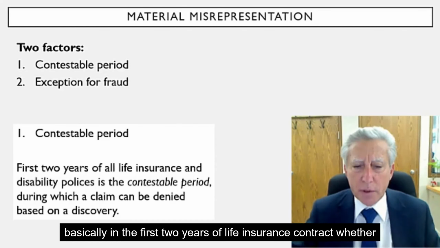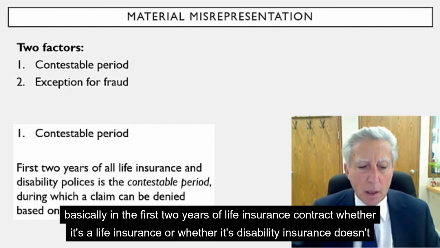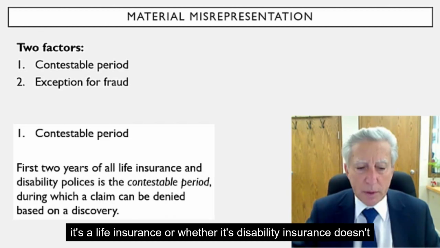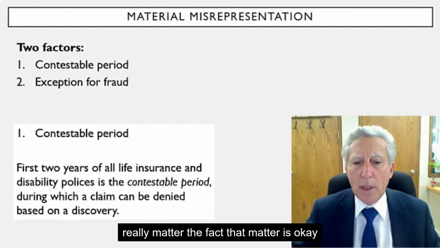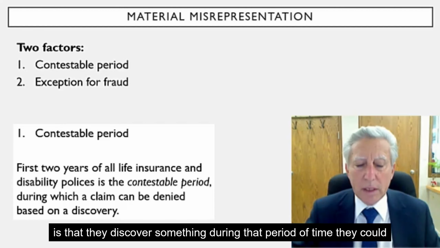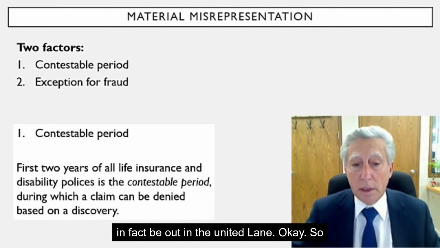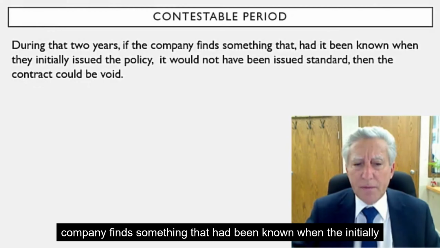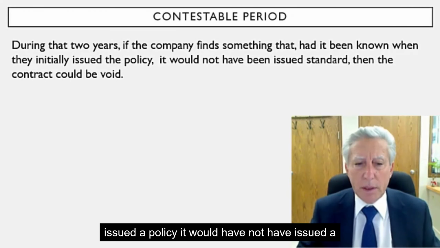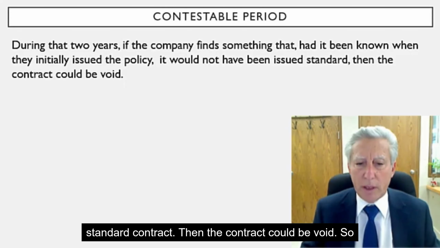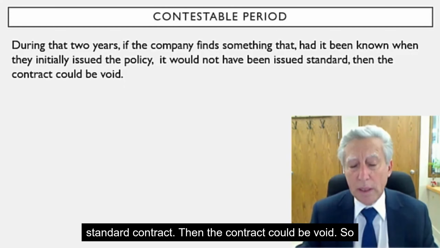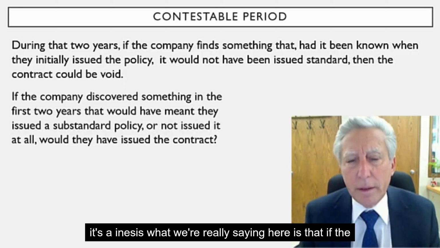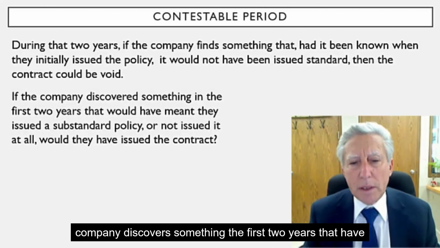Okay, so basically, in the first 2 years of a life insurance contract, whether it's life insurance or whether it's disability insurance, it doesn't really matter. The fact of the matter is that if they discover something during that period of time, they could, in fact, deny the claim. Okay, so as it says there, during the 2 years, if the company finds something that had been known when they initially issued a policy, it would not have issued a standard contract, then the contract could be void.